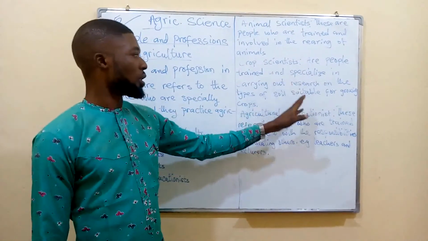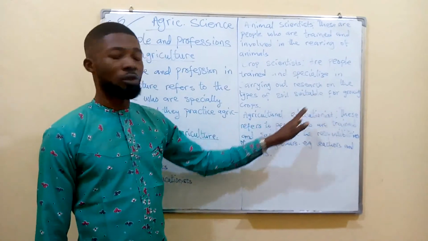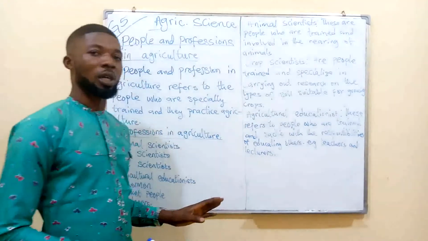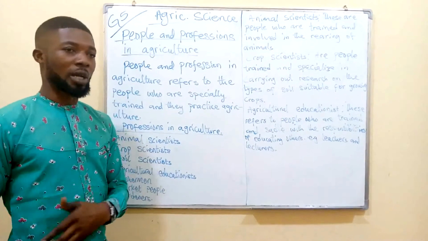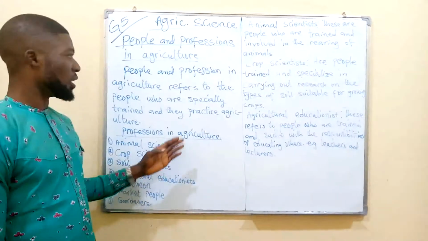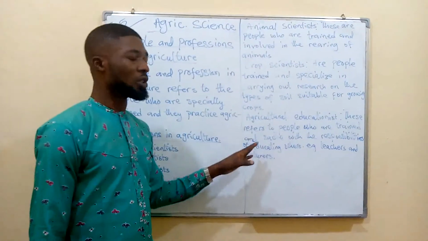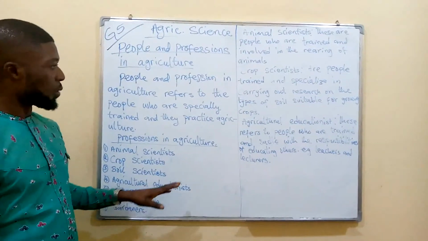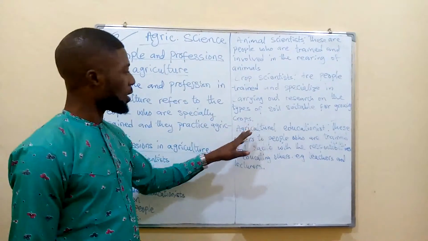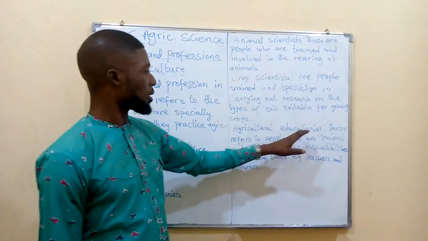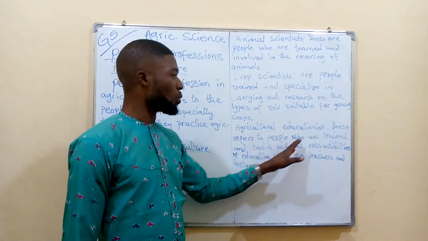Now the soil scientists, or the crop scientists, these are people trained and specialized in carrying out research on the type of soil suitable for growing crops. Remember that there are certain types of crops that need different types of soil. So these people have the responsibility of ensuring a suitable soil for suitable crops.